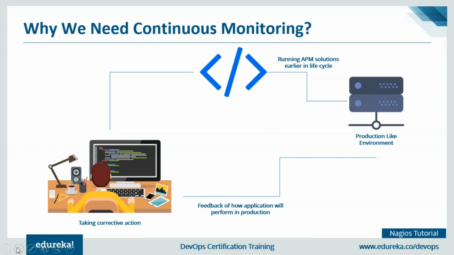Now imagine, what if before releasing the software on a pre-production server, which is nothing but the replica of my production server, I can run those APM solutions to figure out how my application is going to perform when it actually goes live, right? So that way, whatever issues are there, developers will be notified before and they can take the corrective actions. So I hope you have understood my point.